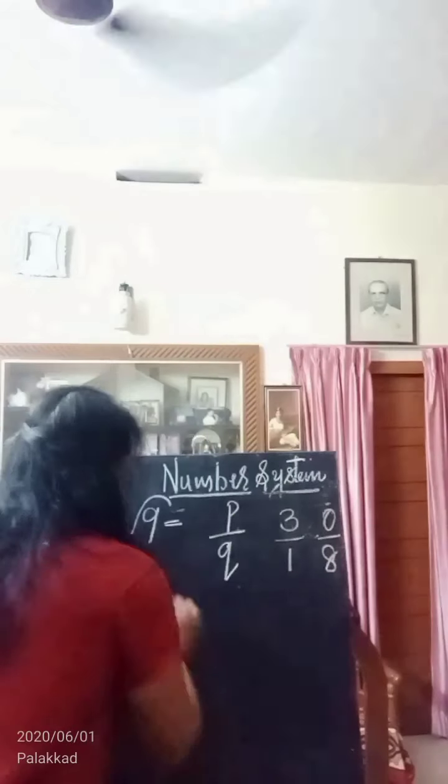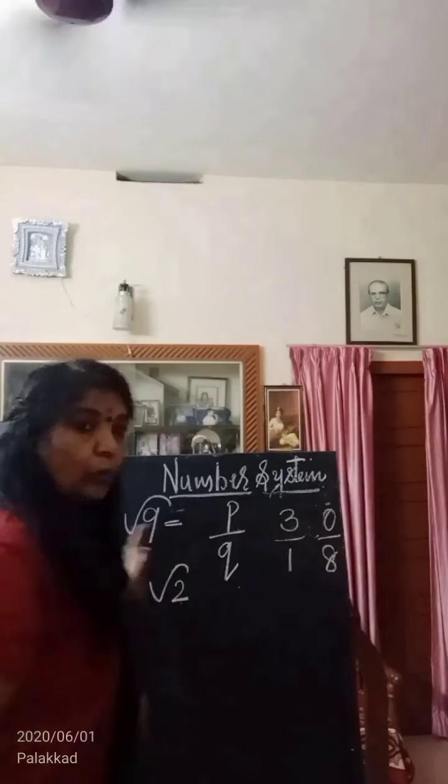Now I am taking another number, root 2. Can you write it in the form of p by q? No, it has no perfect root. So such numbers are included in the section of irrational numbers: root 2, root 3, root 5, root 10, root 11, root 7. Such numbers are included in the irrational numbers. And for these numbers, another name is also there: surds.